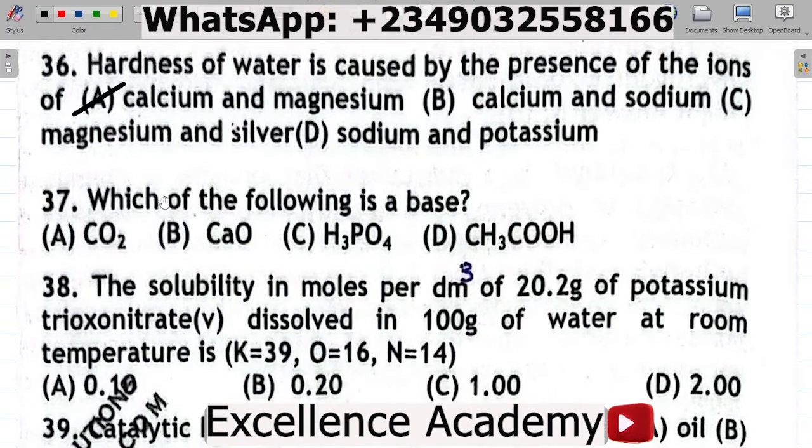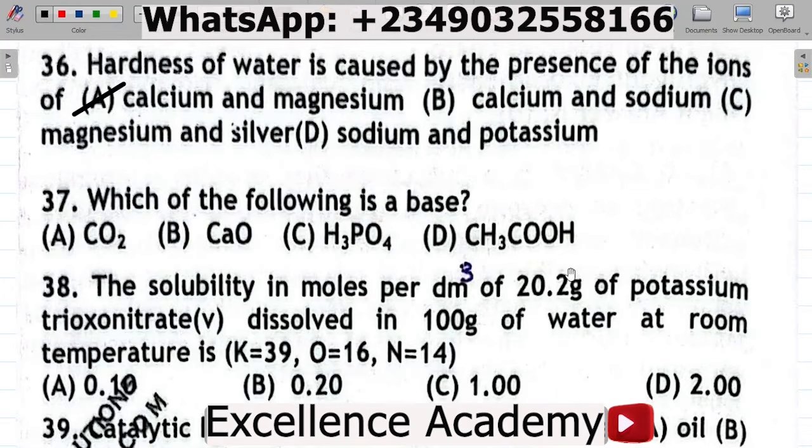Question 38. Which of the following is a base? A. Carbon dioxide, B. Calcium oxide, C. Hydrogen tetraoxophosphate, D. Ethanoic acid. Which of the following is a base?